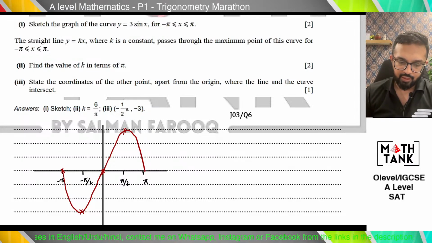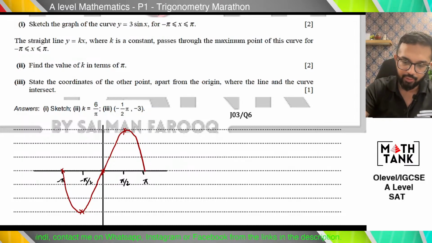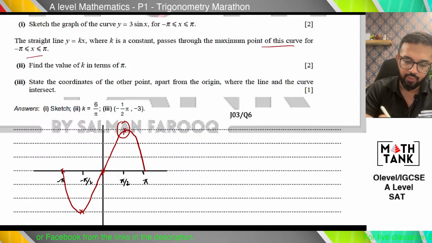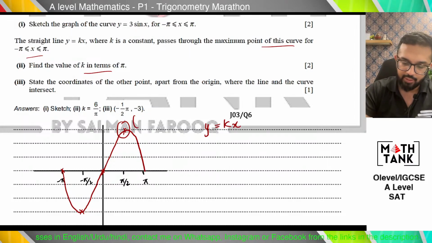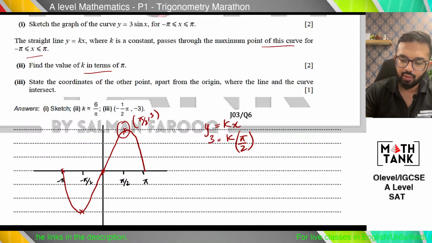The straight line y equals kx, where k is a constant, passes through the maximum points. It's passing through this point that you have here of this curve for x between this. Find the value of k in terms of pi. So if it passes through this point, I'm going to insert the coordinates of this point. The coordinates are pi over 2 comma 3. Take these points and insert them here and get 6 over pi. So the value of k is 6 over pi. Yes, that's the correct answer.